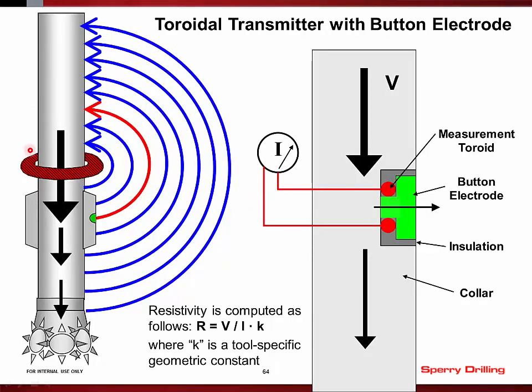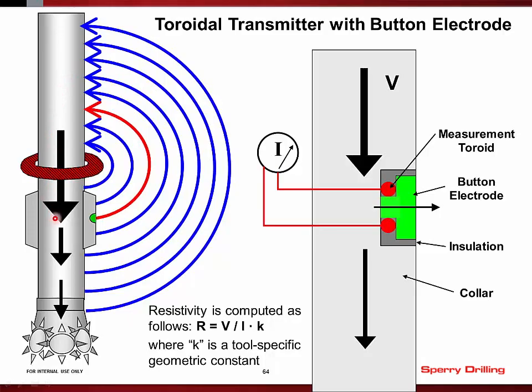So this diagram shows the toroid on the tool that's generating current flowing down the tool. Now the tool, of course, is in a conductive environment. It's in a water-based mud, a conductive mud, and the formation around the tool is also conductive, which means that the current doesn't stay in the tool collar. It will radiate out through the mud in all directions and into the formation. And eventually the current will find a way back to the other side of the transmitter to make a complete current loop.